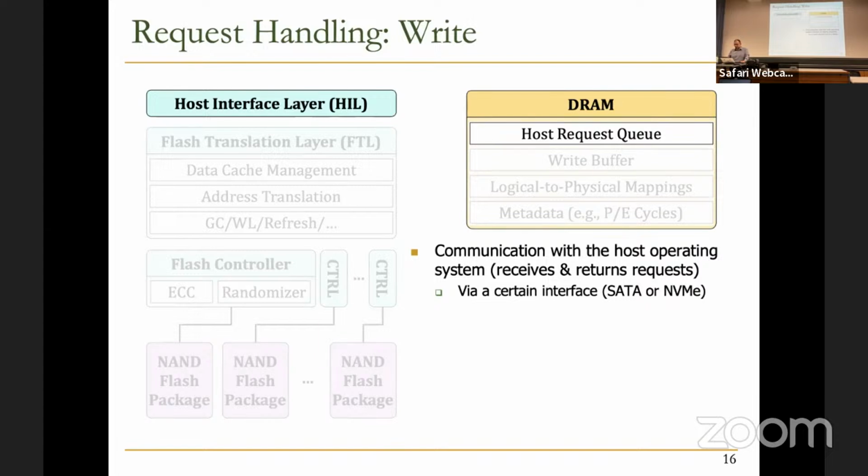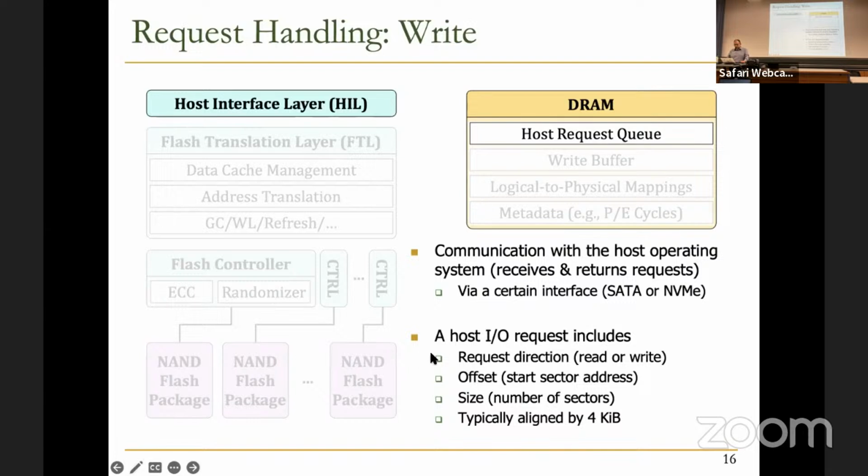So communication with the host operating system, and basically the HIL, this layer receives and returns requests. This is via a certain interface, SATA or NVMe, that I already explained. We're going to also learn a little bit about NVMe at the end of this lecture. And the host IO request includes the request direction, whether it's read or write. It also has an offset, like you need to show what's the start point of the sector address.